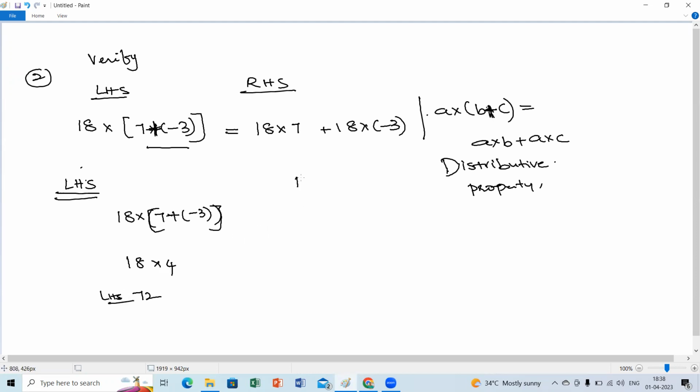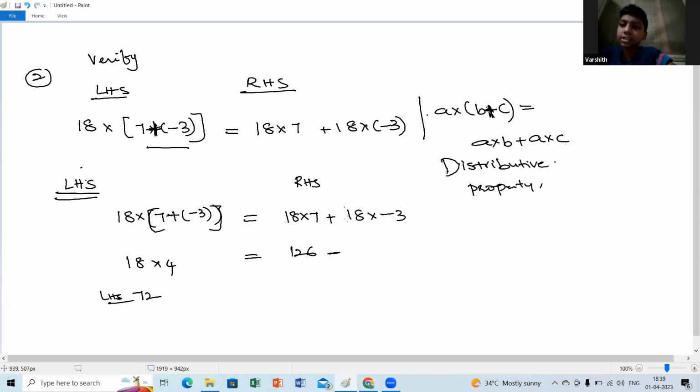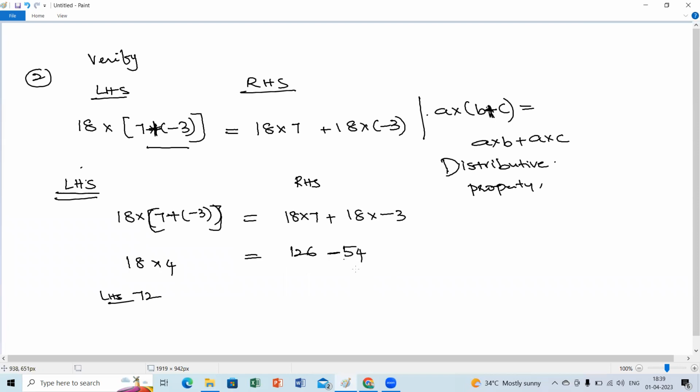Now go with the RHS part. RHS, what is given? Step by step. 18 multiplied with 7 plus 18 multiplied with negative 3. 18 7 times how much, Nana? Ma'am, 126. 18 3 times? Here negative will become or positive will become? Minus 54, ma'am. Very good, Varshita. If you subtract both the numbers, what will you get? Ma'am, 72. Is LHS equal to RHS?